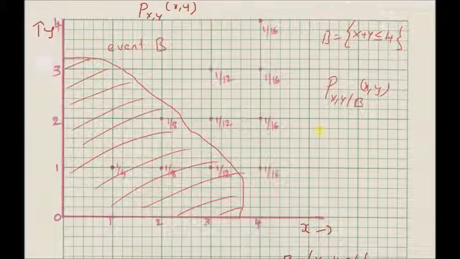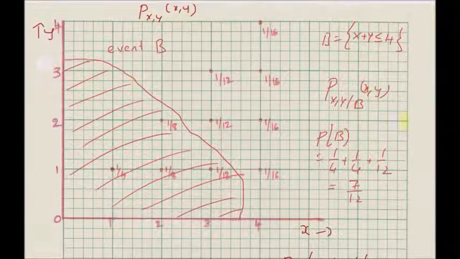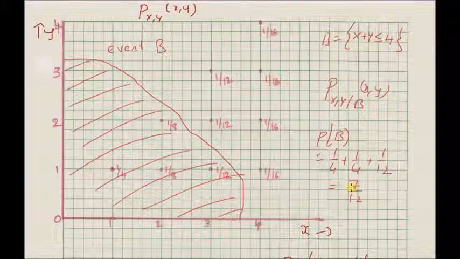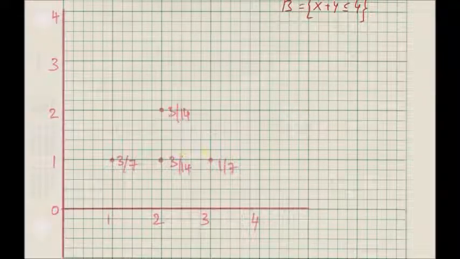Then we can easily calculate the probability of B as the sum of these 4 values, which is 1/4 plus 1/8 plus 1/8 plus 1/12, which is equal to 7/12. Now by just dividing all the 4 values by 7/12, we can easily calculate the joint conditional probability mass function. That is, 1/4 divided by 7/12 gives us 3/7, and the rest of the 4 values can be calculated similarly.